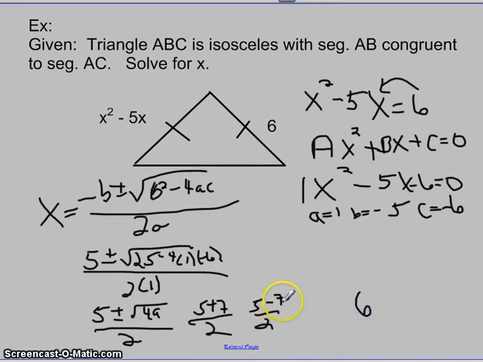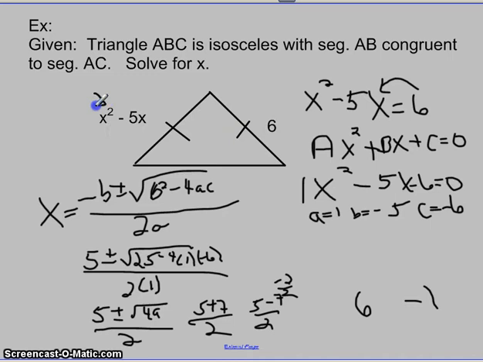And then 5 minus 7 would be a negative 2. Negative 2 divided by 2 would be a negative 1. Okay, so I got to try both of these in here real quick, just to make sure that this side will equal 6 and I have the right answers.